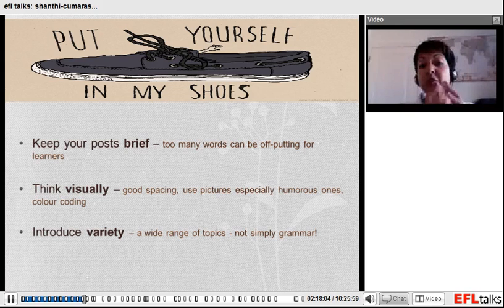The most important thing, please introduce a wide range of topics, not simply grammar. I've had feedback from some of my students saying it's nice to have a different range of topics, not just word lists, grammar, all that sort of thing.